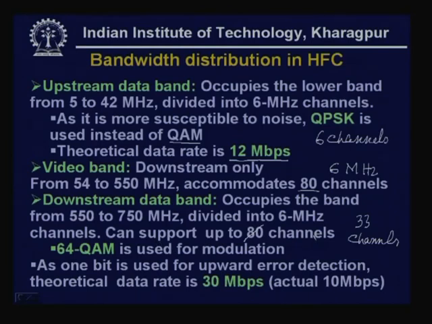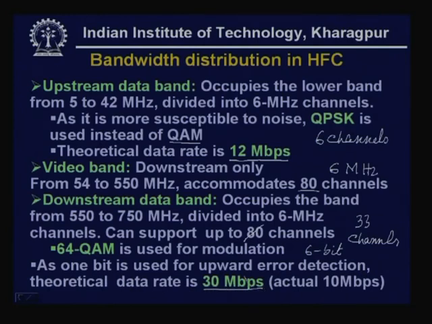It will have about 33 channels, and by using 64 QAM modulation in the downstream data, you can transmit 6 bits per signal element. That gives you 6 into 6, 36 megabits per second. However, 1 bit is used for error detection, and that is how the theoretical data rate is 30 megabits per second.